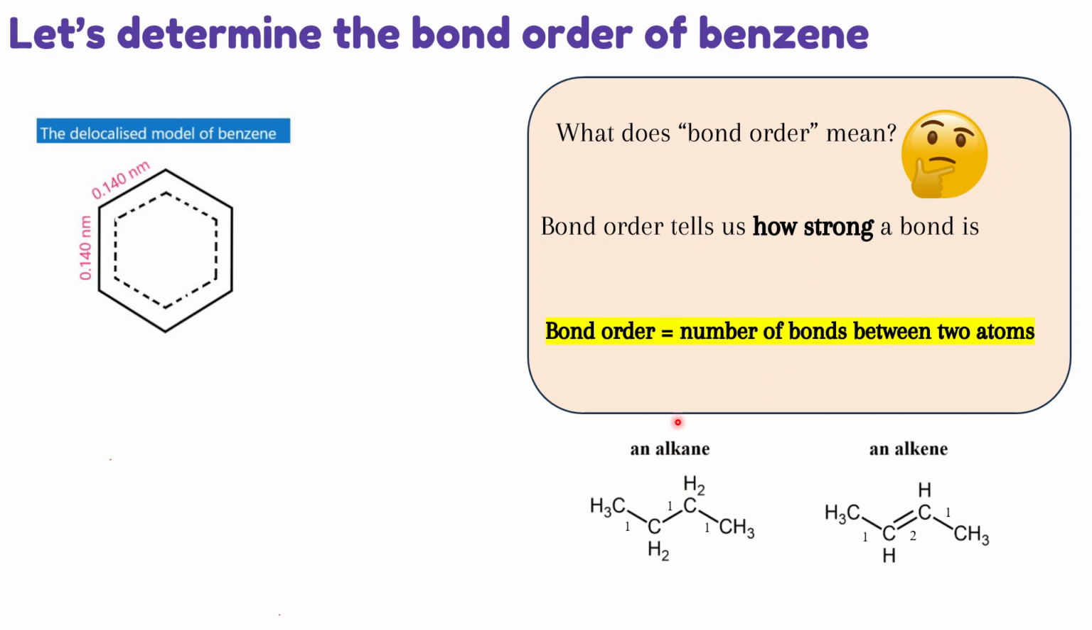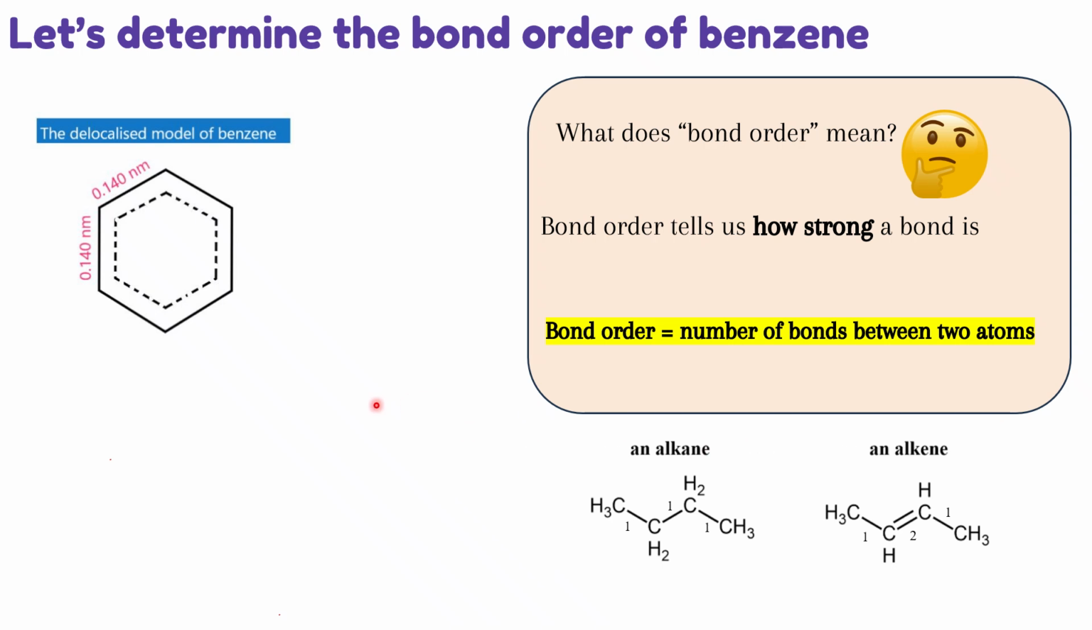So here I have taken an example of alkane and alkene. As you can see here, I have determined the bond order between these two carbons. Since there is just one single bond, I will say that the bond order is 1. Here also bond order is 1. Here also bond order is 1. Now if we determine the bond order over here, I can see that here it is 1, here it is 2 because there are 2 bonds present, and here it is 1. So this is how we determine the bond order.